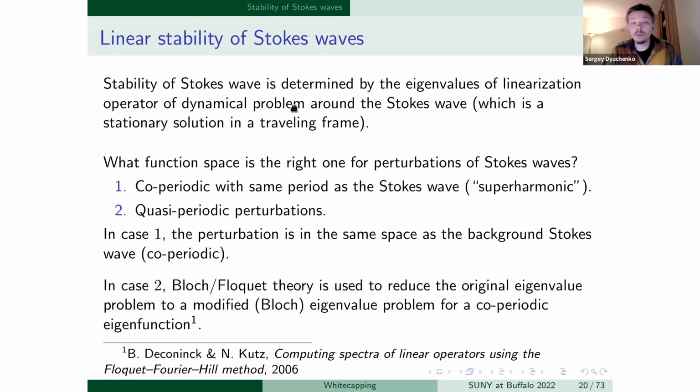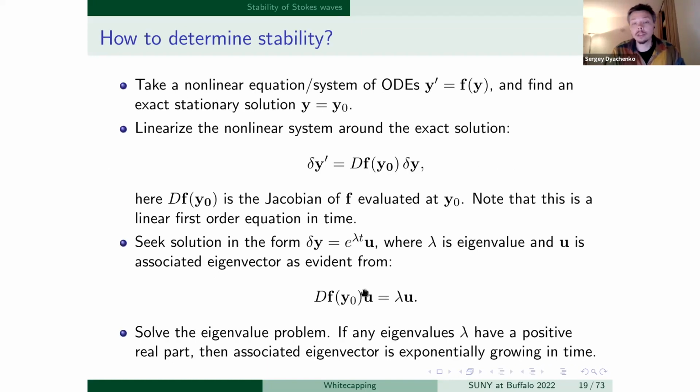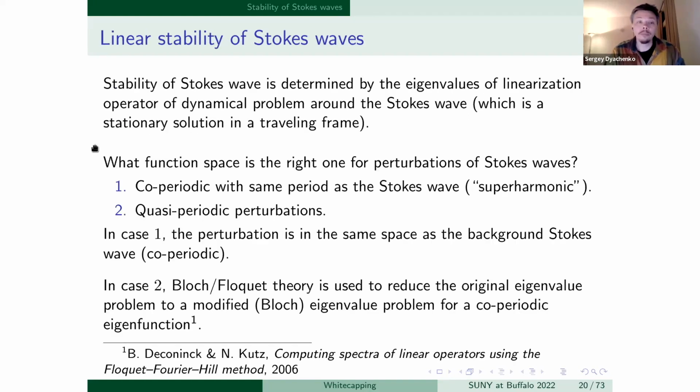So the next step would be to consider the difference between the ODE and the PDE case. In the ODE case, this vector u was just a vector in Rn. But in the PDE case, we have some options for what our disturbances can be. They can be either co-periodic with the Stokes wave, in which case we'll call them superharmonic, or they can be not related to the period of the Stokes wave whatsoever.